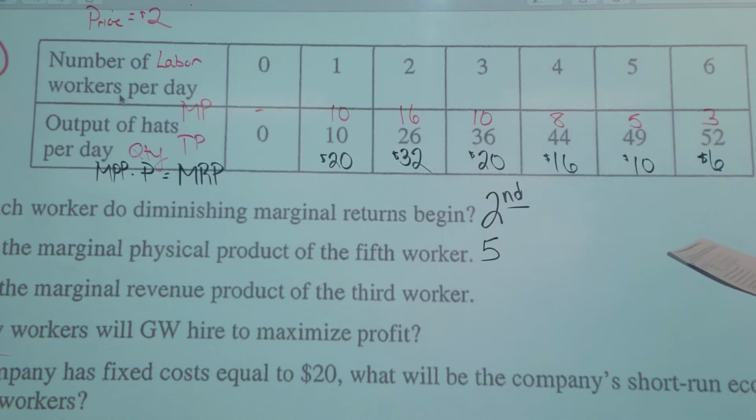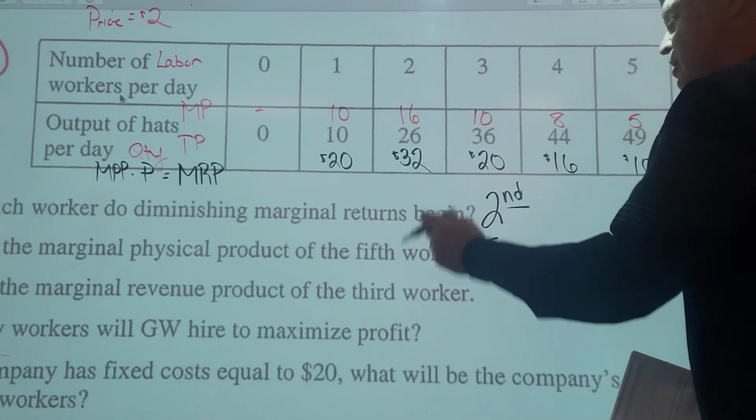C, calculate the marginal revenue product of the third worker. Again, I've calculated it all in my chart already.